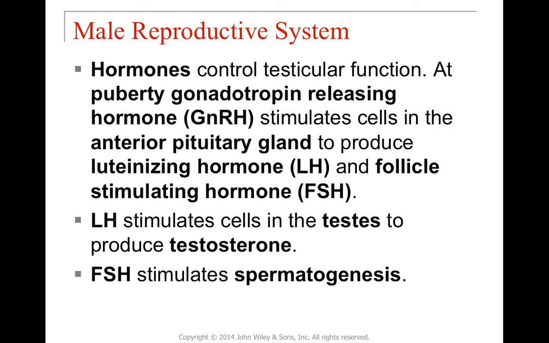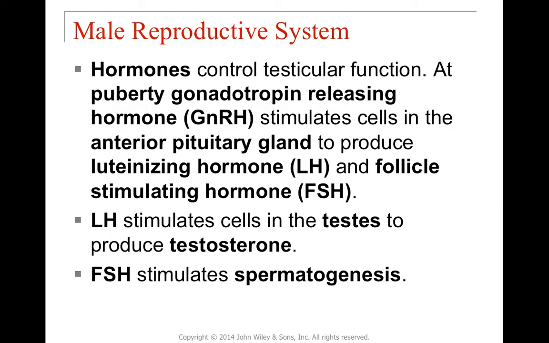So once men hit puberty, we have something called gonadotrophin-releasing hormone, or GnRH. And that's going to stimulate the anterior pituitary gland to make luteinizing hormone and follicle-stimulating hormone. You will see this later on in the female reproductive cycle as well. People often think that these hormones are responsible only for things that happen in the female reproductive system, but that's not true. Luteinizing hormone is going to help the cells in the testes produce testosterone, and follicle-stimulating hormone is going to stimulate spermatogenesis.